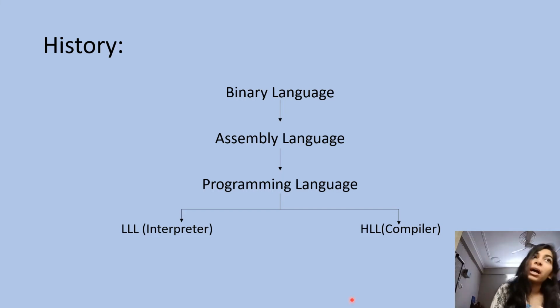Then came the programming language, which we can divide into low level language and high level language, LLL and HLL, right? The low level language is interpreter based and the high level language is compiler based, and that is what we are going to see next. What is interpreter and what is compiler, right?